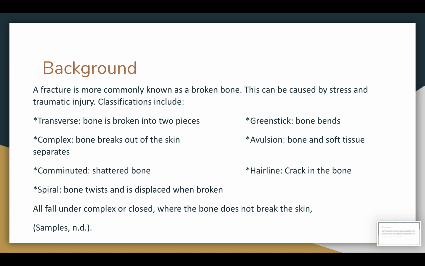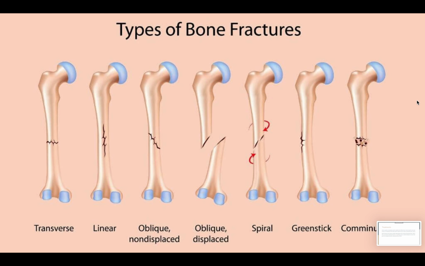Greenstick is the bending of the bone, which is most common in children. Avulsion is when the bone and soft tissue are damaged. And a hairline fracture is a crack in the bone. All these bone breaks fall under complex or closed. Closed is when the bone does not break the skin, and complex, as I mentioned before, is when the bone breaks out of the skin.